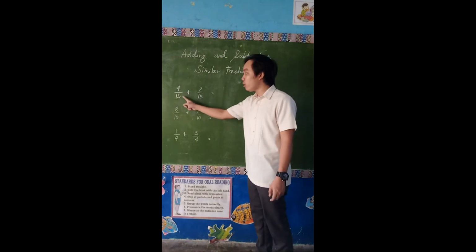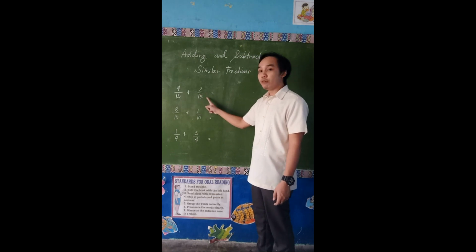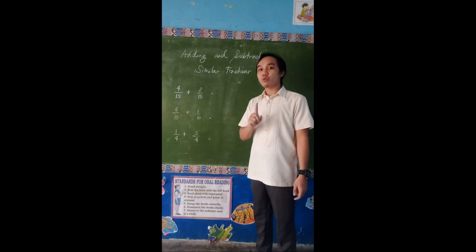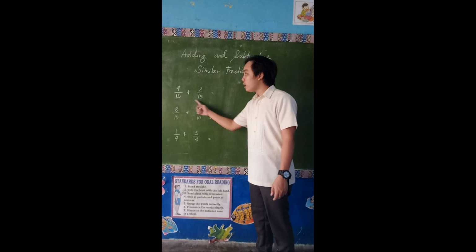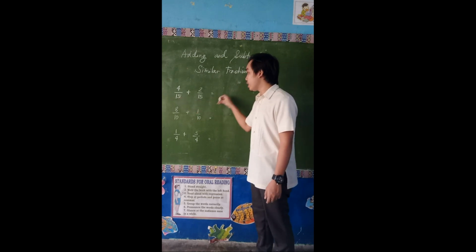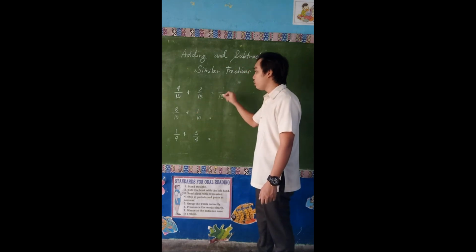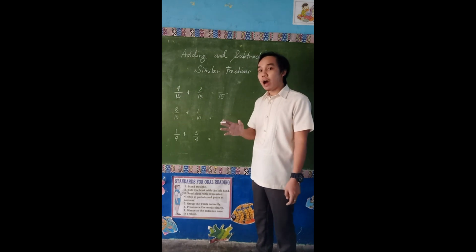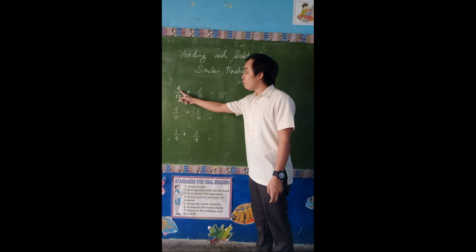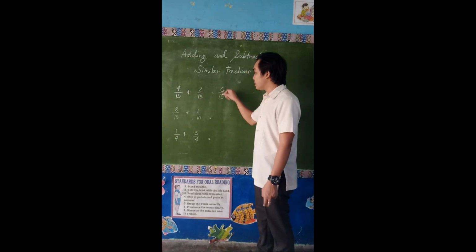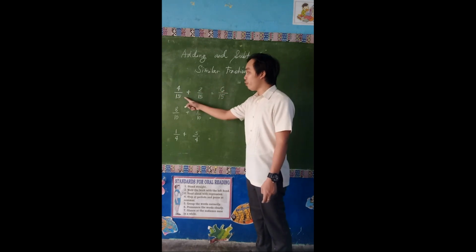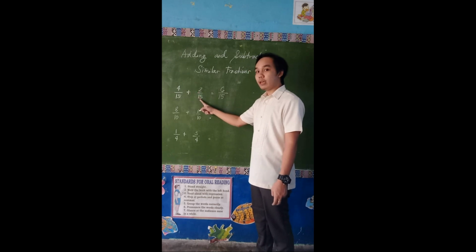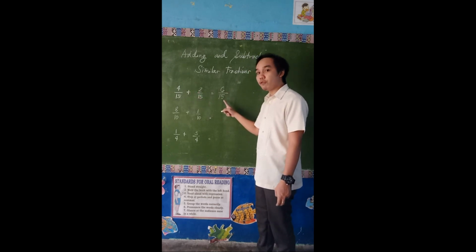We are going to add 4/15 and 2/15. Again, the first thing that we are going to do is to copy our denominator, which is 15. So write 15. Then proceed to the operation on our numerators. So 4 plus 2, we have 6. So 4/15 plus 2/15 is 6/15.